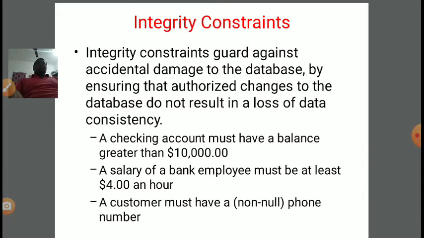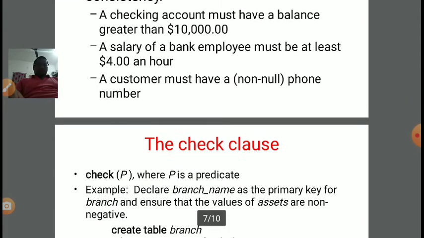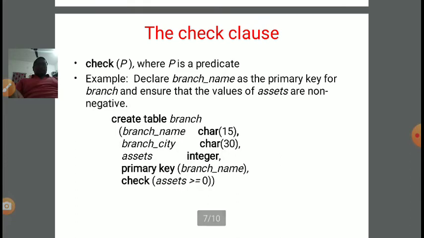Suppose an attribute is present in more than one table, which means in two tables the same attribute is present, and the values corresponding to the attribute or domain values are changed in one table but not changed at the same time in the other table, then it will violate the integrity constraint. Okay, so we need to ensure that authorized changes to the database do not result in a loss of data consistency. We need to ensure, right? Next is the check clause. Check of P, where P is a predicate, a condition. Suppose for example, declare branch name as the primary key for the branch and ensure that the value of assets is non-negative.